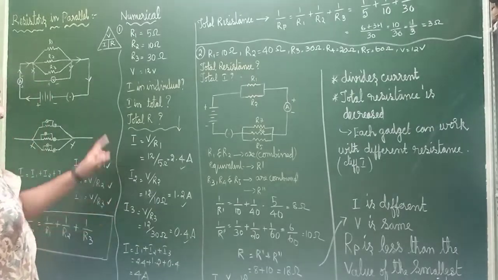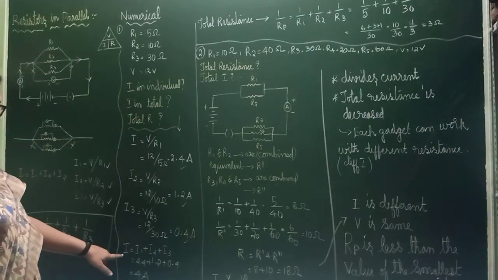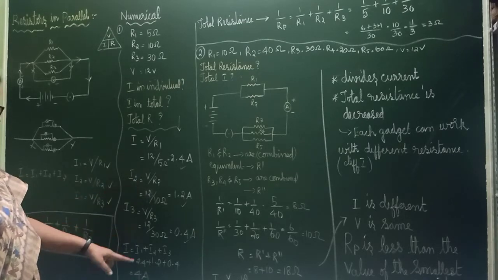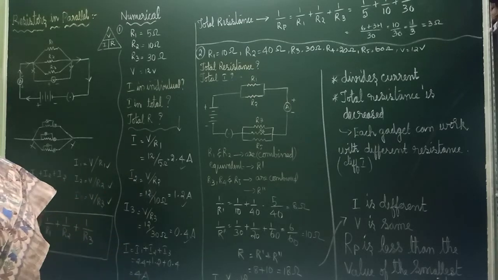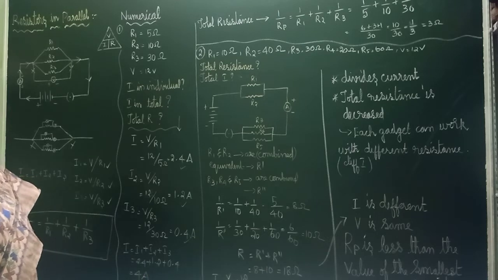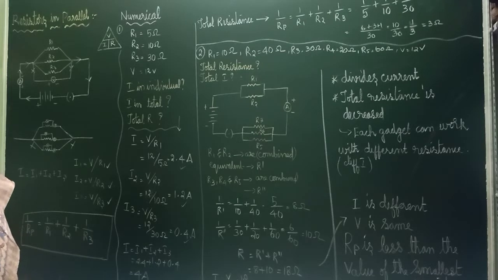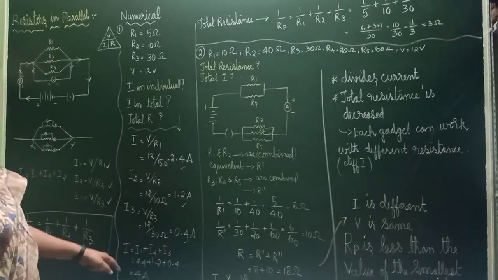If you want to find the total current, I is equal to all the three, I1 plus I2 plus I3. So what is the total current? 4 amps. Okay, like last time we studied about potential difference being different, and then we took the total, no? Same way here, current.